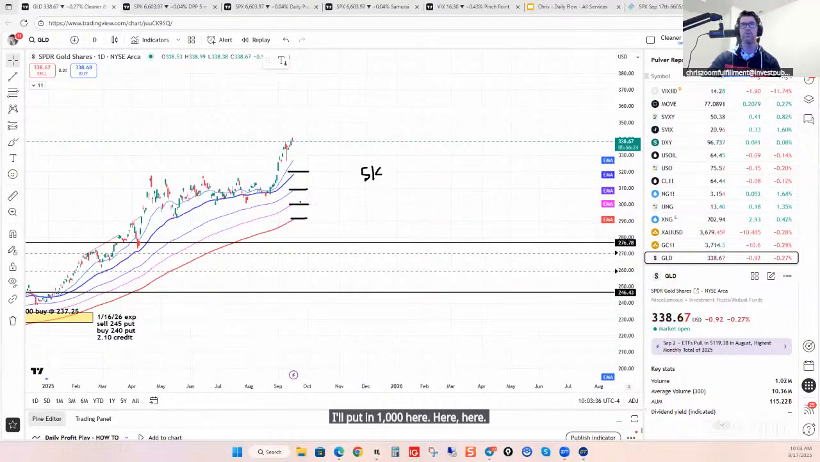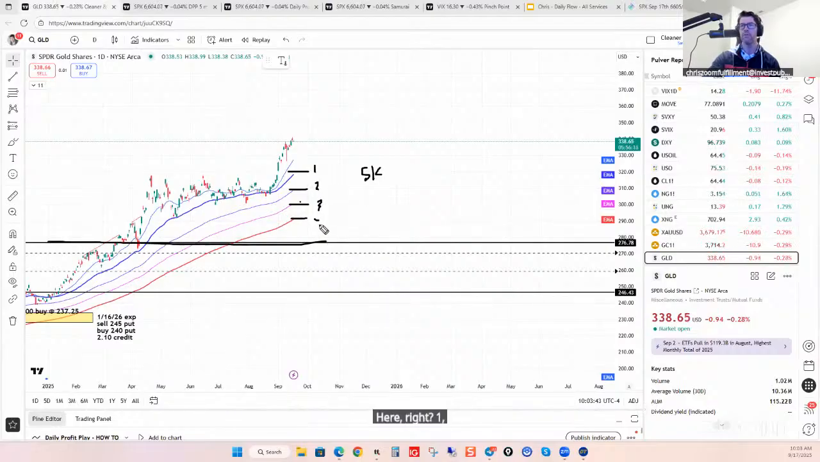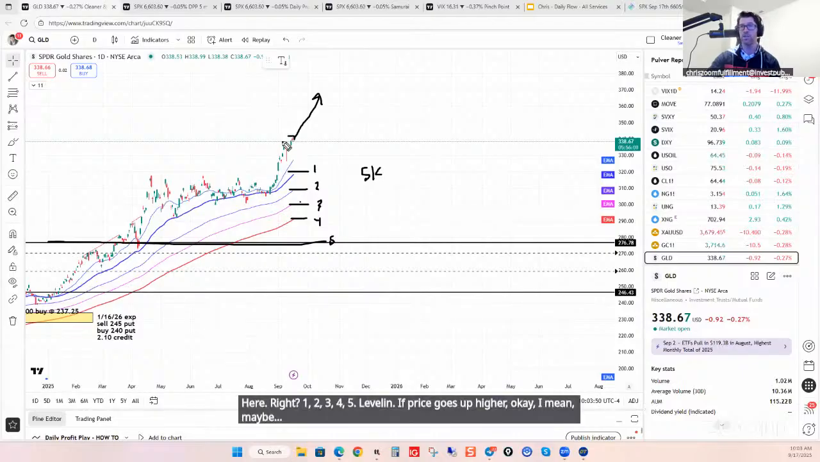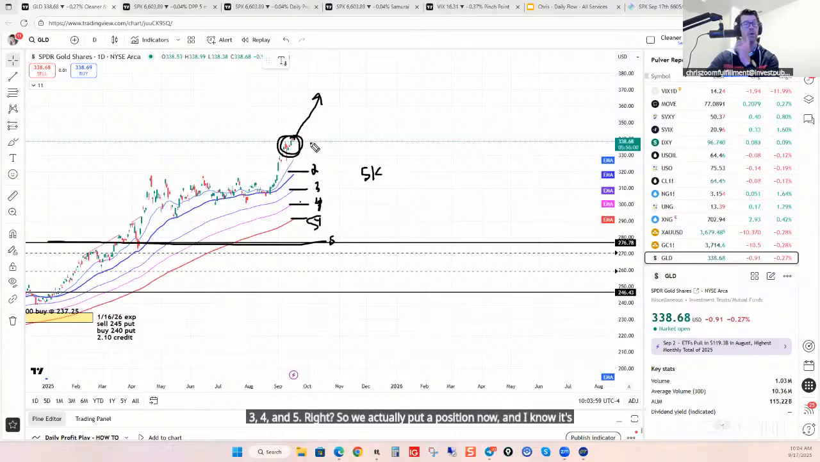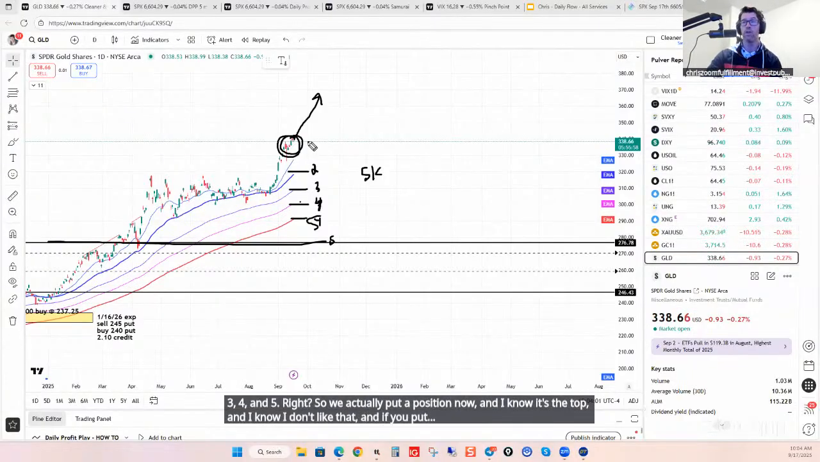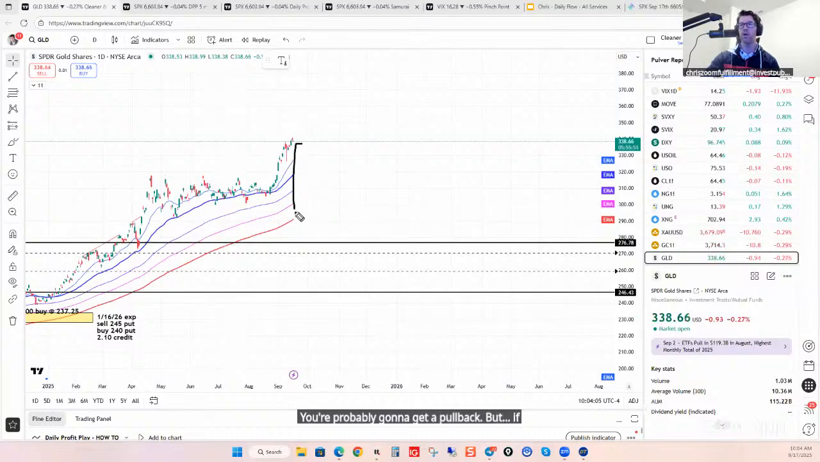And then if we come back to a level of support or resistance here, I level in. If price goes up higher, honestly, maybe start with an allocation now and then look at levels 2, 3, 4, and 5. So we actually put a position on now, and I know it's the top, and I know I don't like that. And if you buy the top, you're probably going to get a pullback. But if you dollar cost average, time is not your enemy.